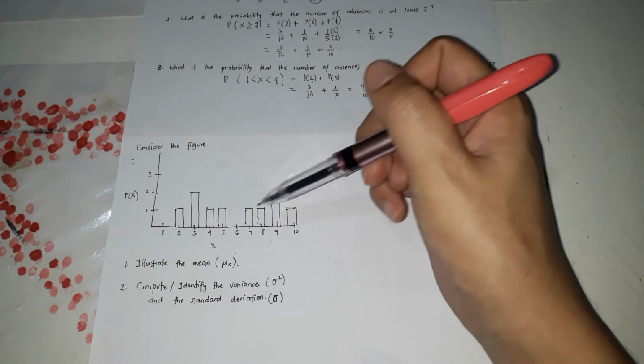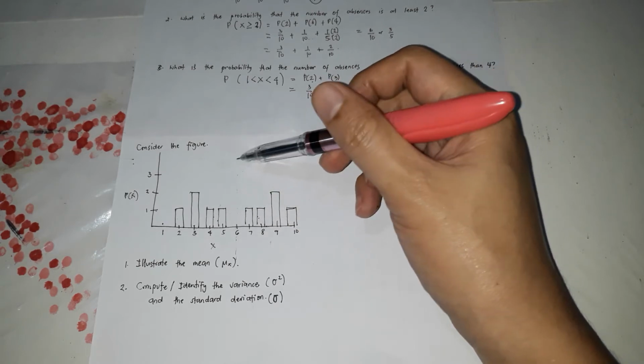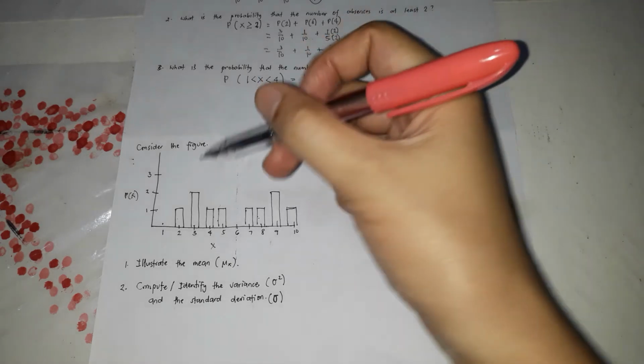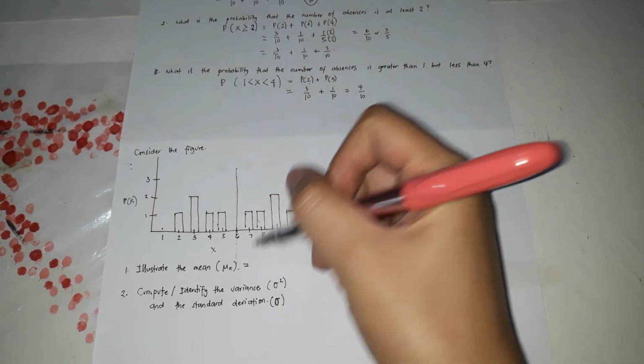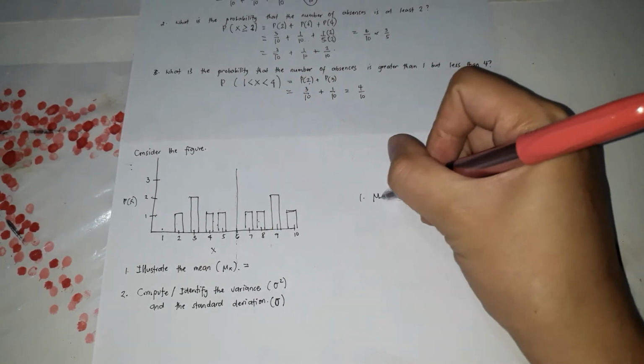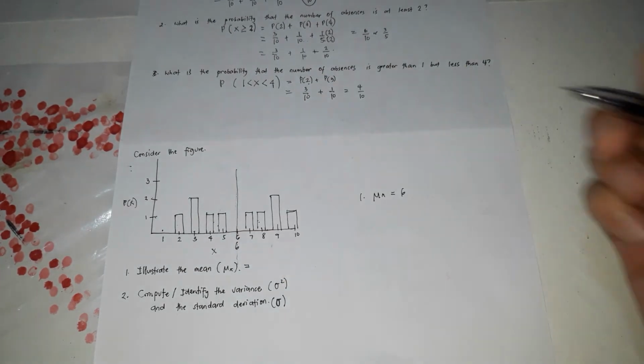Ang mukha dito, pareho sa other side ng the other side of the line. So kapag ganyan, for us to find the mean, what you're going to do is just to find the center. Ang center dito is ito. That's 6. So the mean here, number 1, the mean is 6. So this is the center, so the mean is 6.